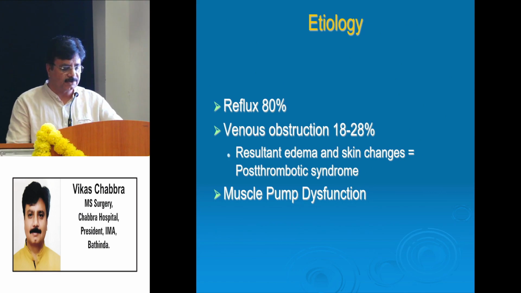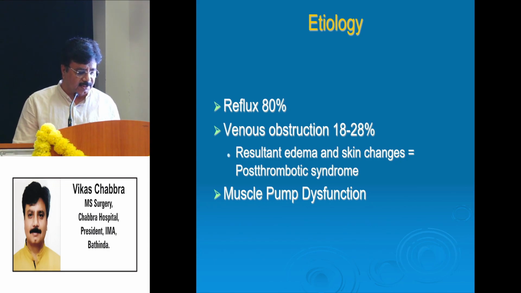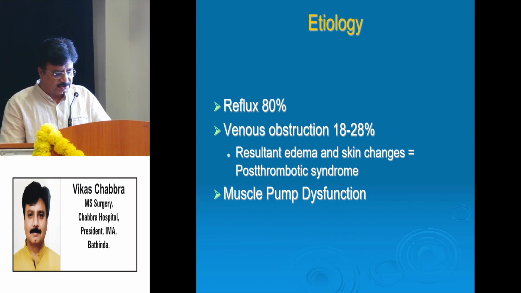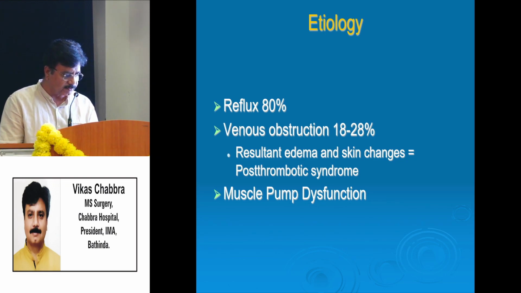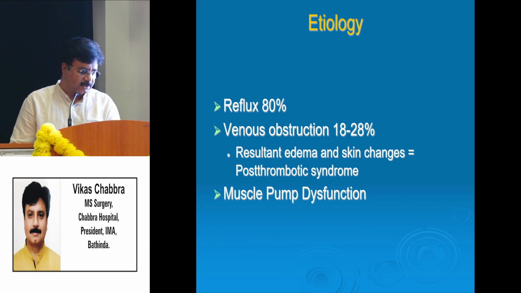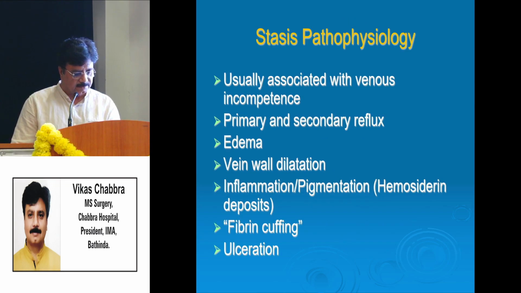Now coming to the etiology of telangiectasis and varicose vein, 80% of the reason is reflux, and another reason is venous obstruction, which results in edema and skin changes and post-thrombotic syndrome. And the most important is muscle pump dysfunction. When the muscle stops functioning properly, the walls of perforators become incompetent. They allow the blood to flow from the deep veins to the superficial veins, and these things cause elongation of the superficial veins, tortuosity develops, and they become varicose veins.